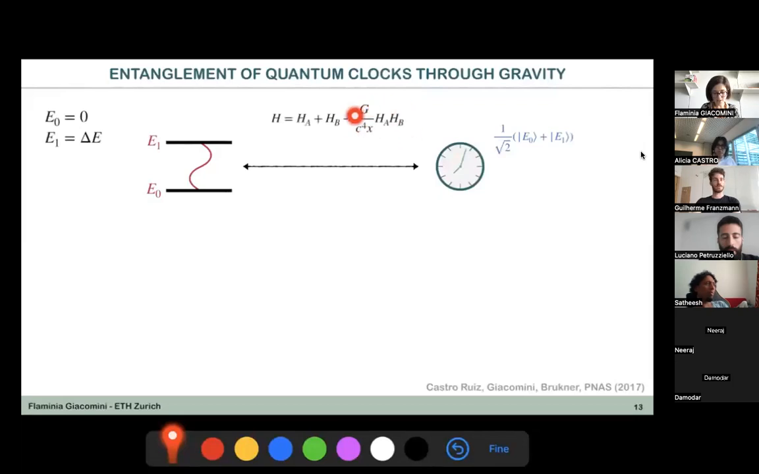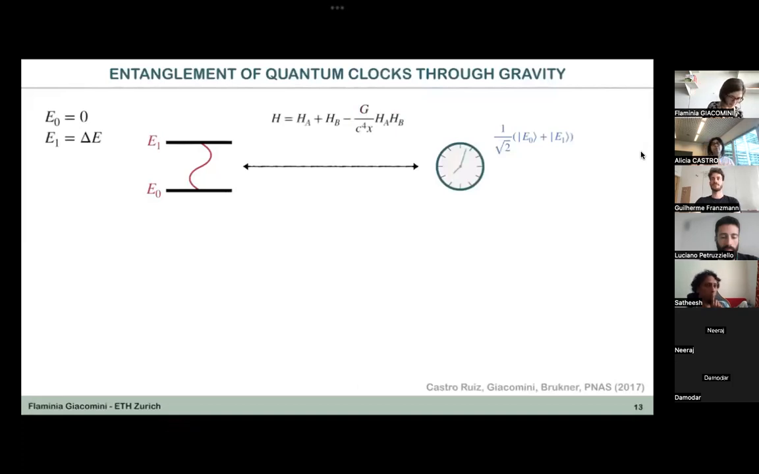This is the gravitational interaction between the clocks. So basically, you can recognize here the Newton potential, if you substitute MA and MB with HA divided by c squared and HB divided by c squared. So this would be the Newton potential. So it's basically exactly the same thing that I did here.